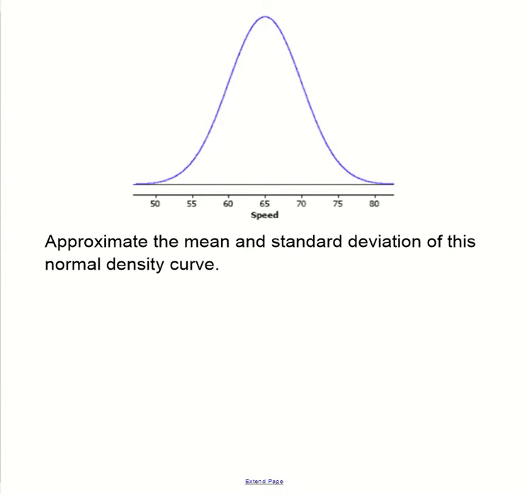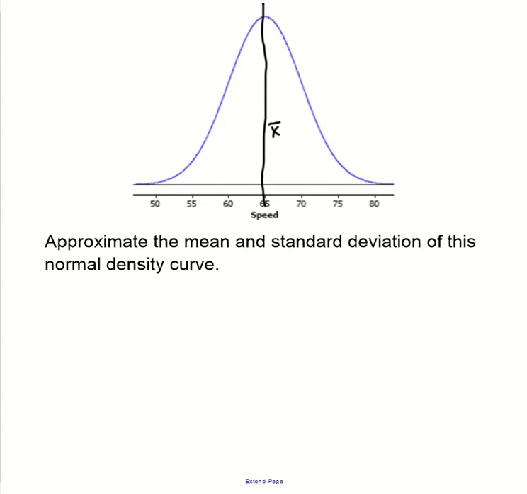So here we have a normal distribution, and we're going to approximate the mean and standard deviation of this curve. The mean is always in the middle, so it's right about here. I'd say it's about 65. Remember, mean is x bar. And if we look at this, we need to be able to fit 3 standard deviations underneath here.